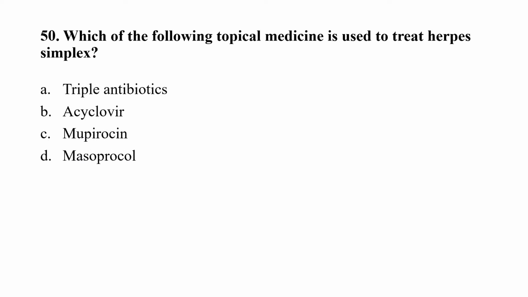Question number 50. Which of the following topical medicines is used to treat herpes simplex? Option A, triple antibiotics. Option B, acyclovir. Option C, mupirocin. Option D, misoprostol. The correct option here is option B, acyclovir. Acyclovir is an antiviral medicine.